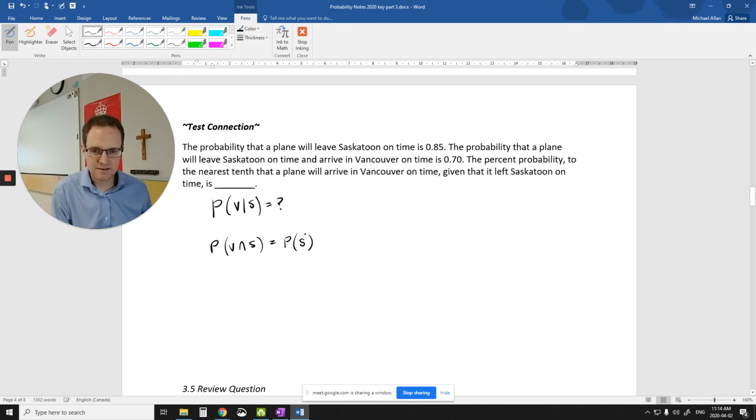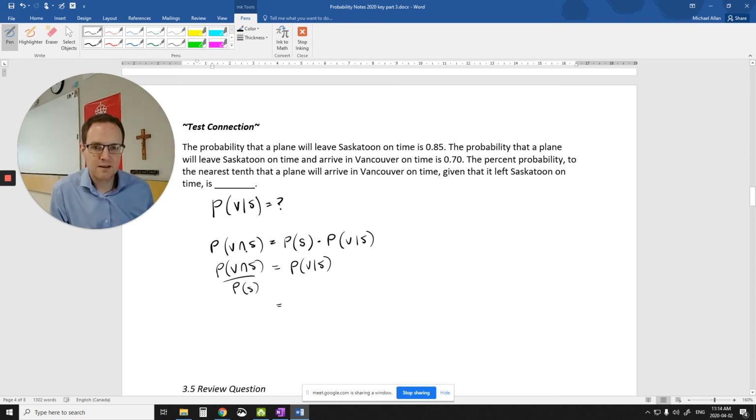Now we know it's left Saskatoon on time. I want to know the probability of arriving at Vancouver on time if it's left Saskatoon on time. So I'm going to rearrange this equation for what I'm looking for. I'm looking for this conditional probability here. And then I'm going to see if I have the pieces I need to put in here.